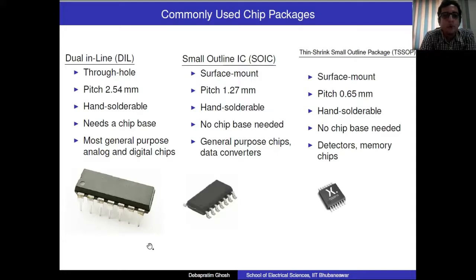But if you are using this DIL chip to solder, you will need a base for it, because if you want to replace this IC at a later point of time, then you will need a base. Directly soldering will cause a lot of difficulty for replacement.